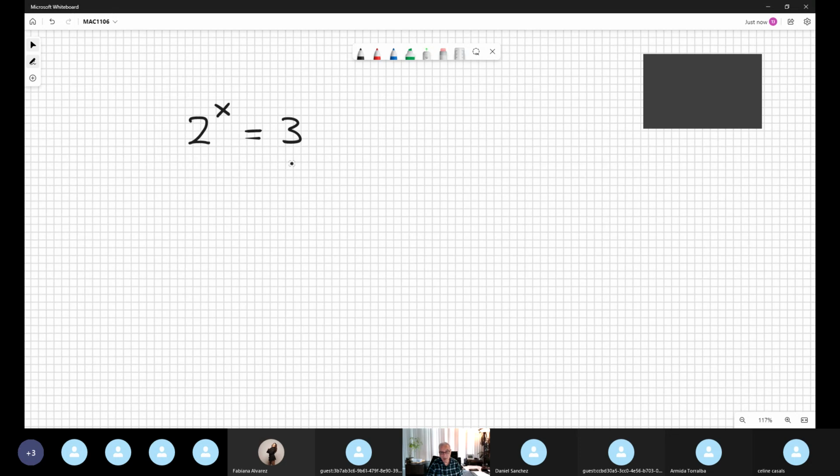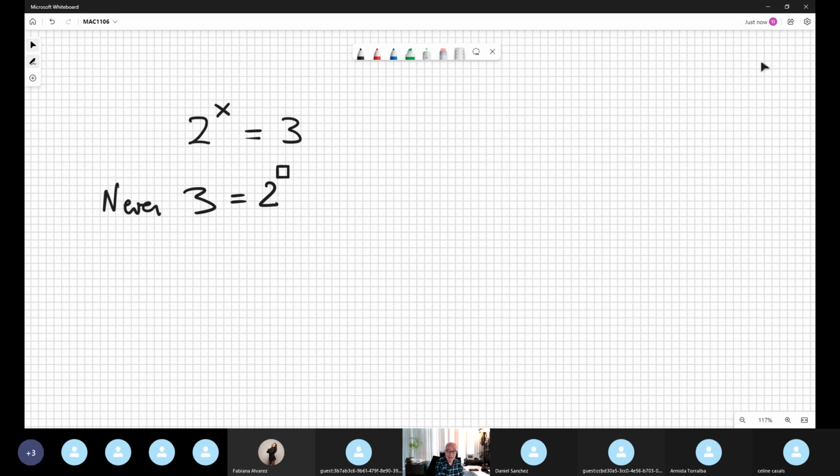Solving is possible. I want to explain how now. But it's impossible to solve using the approach we were using before, because you can never express 3 as a power of 2. So to solve that, we need another, more sophisticated tool, which I want to explain now: the logarithmic function.